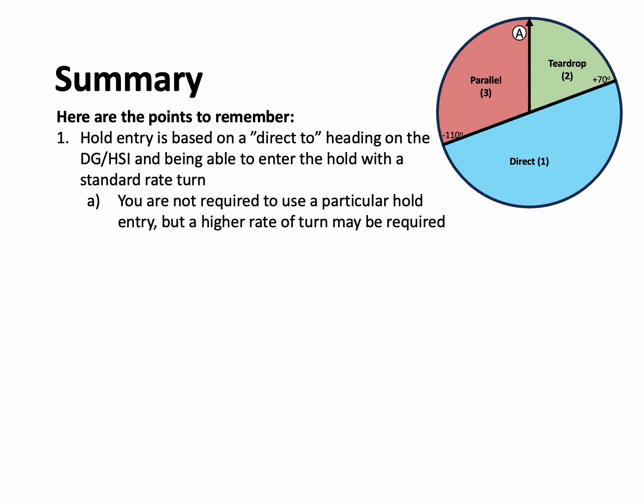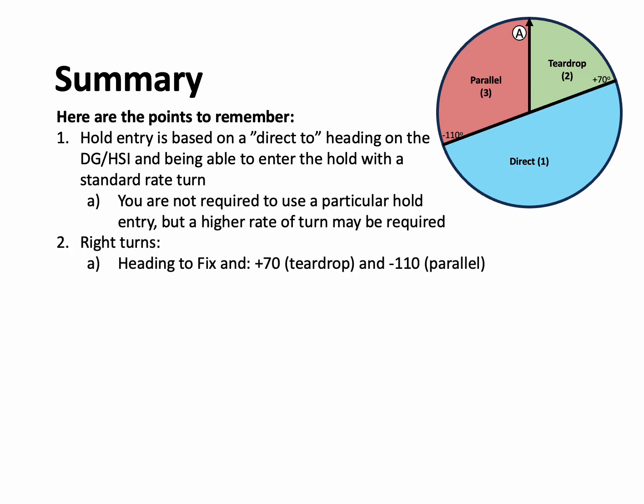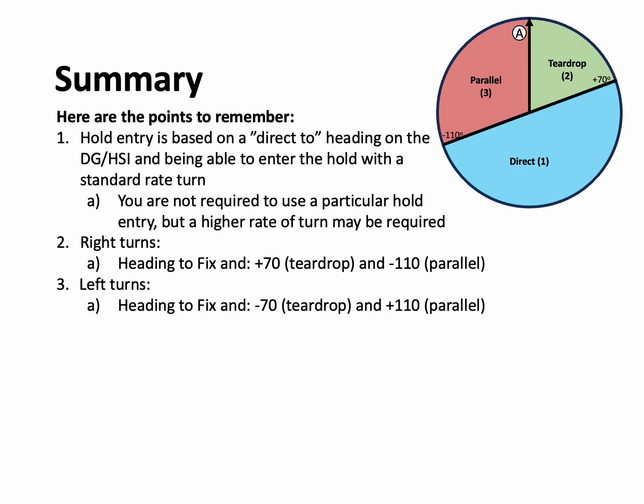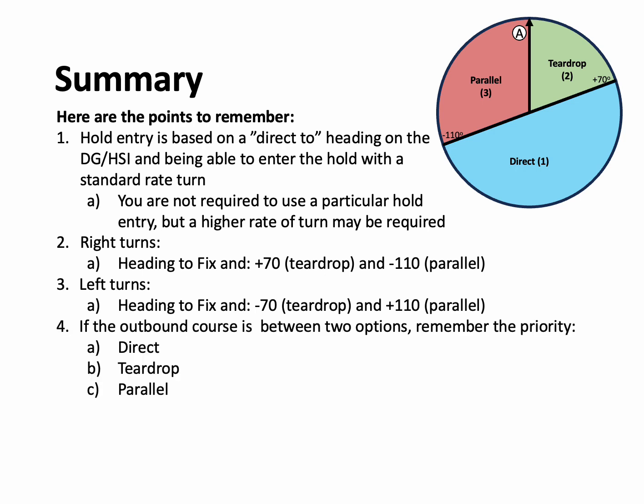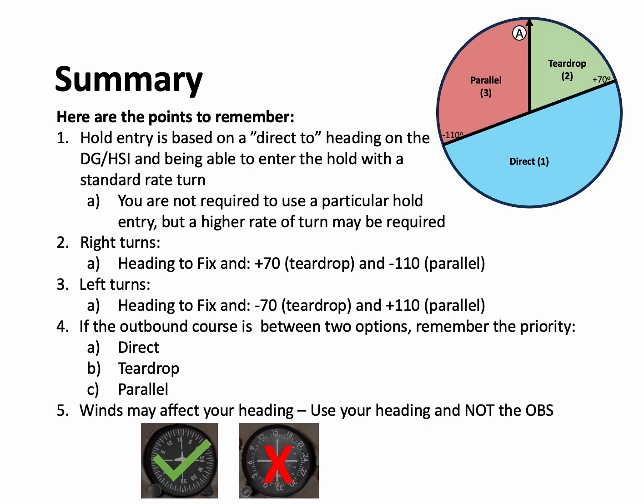For right turns, add 70 degrees to the heading for a teardrop and subtract 110 degrees from the heading for parallel. Everything else is direct entry. For left turns, subtract 70 degrees from the heading for teardrop and add 110 degrees to the heading for parallel. Everything else is direct entry. If the outbound course is between two options, remember the priority: 1 direct, 2 teardrop, and 3 parallel. Select the higher priority. The good news is that the priority matches the ease of maneuvering.